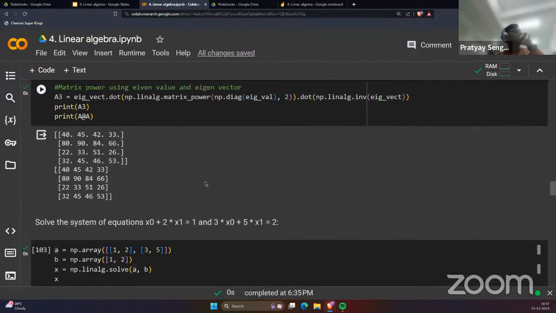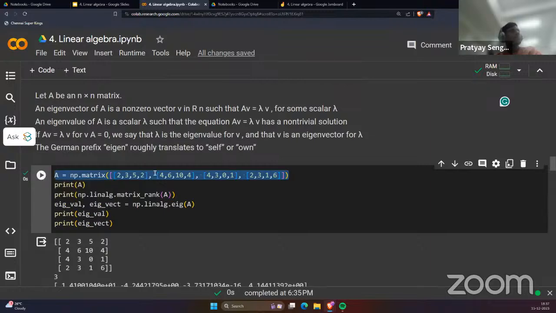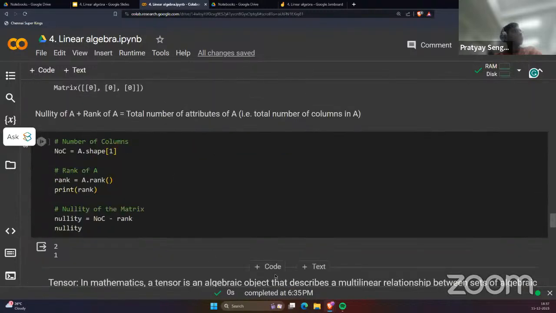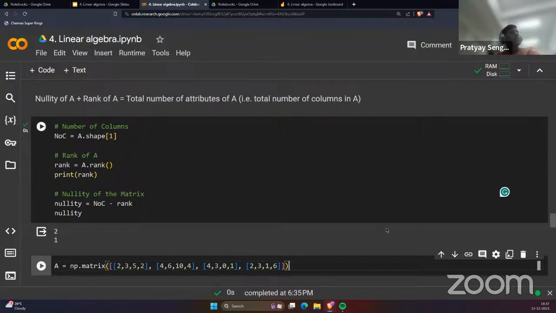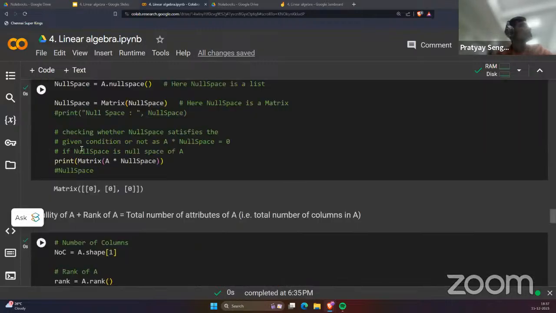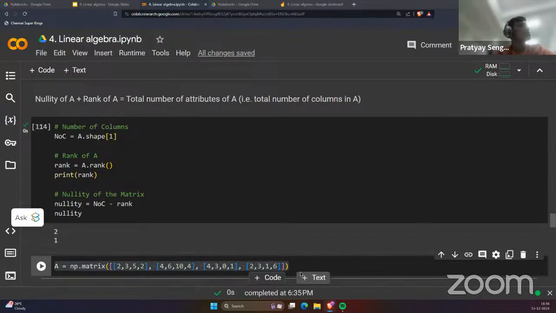So let's pick up this matrix. Can you calculate the null space and nullity for this? I've given you another matrix from the earlier one. Can you just get the nullity and rank? I'll list it all down. So you have to get the null space, nullity, and rank. Can you do this as an exercise?